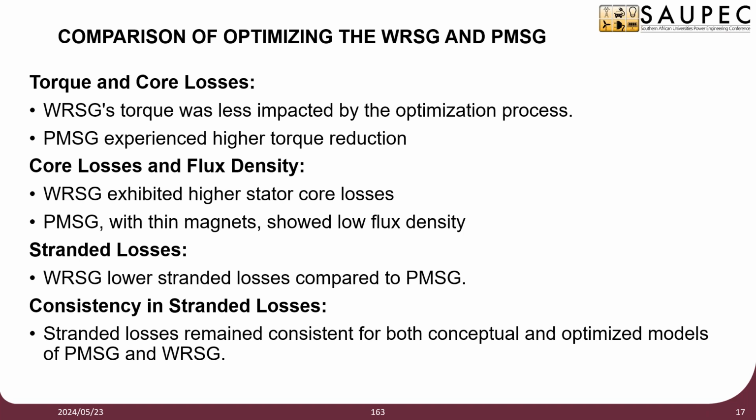The optimization process did not impact the WRSG's torque as much as the PMSG's torque, because it effectively reduced cogging torque and harmonic content. However, the optimization process reduced the effective area of the slot when changing the slot size parameters for both generators. This reduced the output torque more significantly in the PMSG, which led to reduced power output.